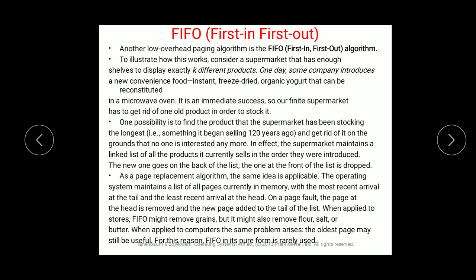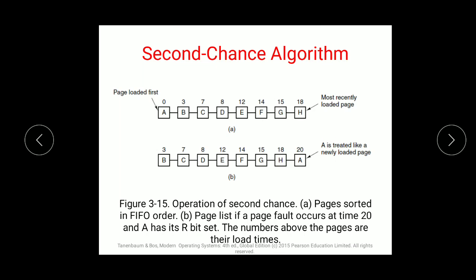So in FIFO, the recently used pages will be put in the tail, that is at the back. The currently used pages will be put in the head, that is at the first, so that it will maintain a proper arrangement so that people could use those recently used pages for a longer period of time, and that is the reason it can be called pure, and that is the reason it is rarely used. So the next is the second chance algorithm.